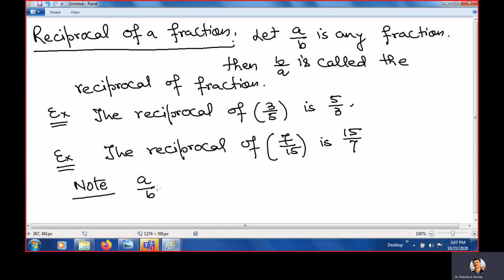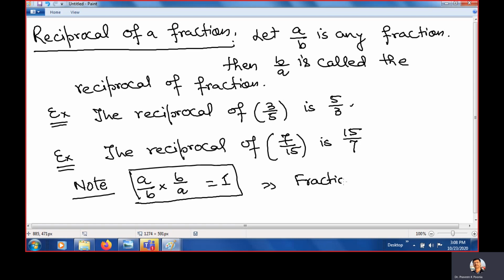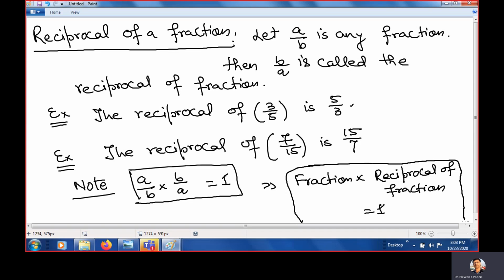There is one condition here: if you multiply a fraction with the reciprocal of the fraction, it is always equal to 1. So the product of a fraction and the reciprocal of the fraction is always equal to 1. You need to remember this. Clear?